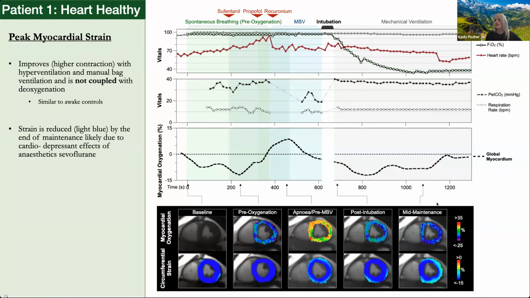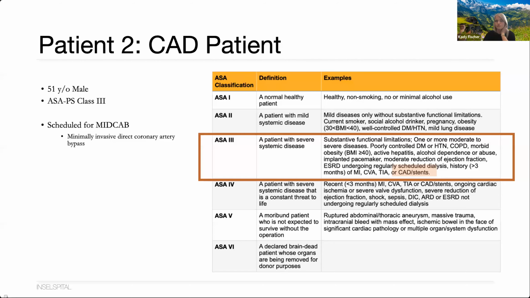And what's interesting is we can also do the strain in this, as Matthias talked about before. So we can see increases and drops in strain, but we see no regional effects. Everything's homogeneous across the heart in this patient. And then we see a slight reduction in strain by the end of maintenance, and this is also known from echocardiography studies and likely due to the cardiodepressive effects of anesthetics.